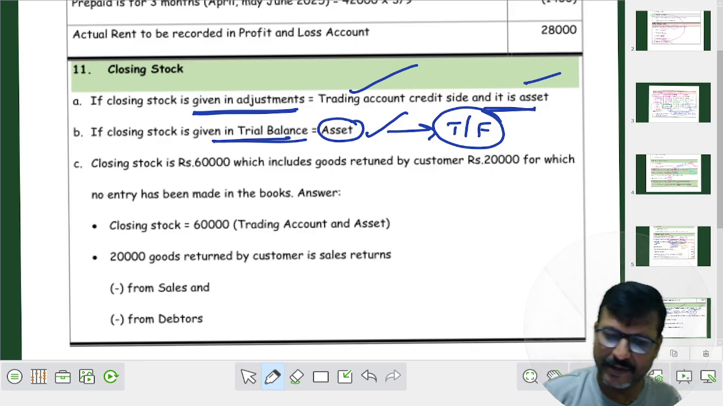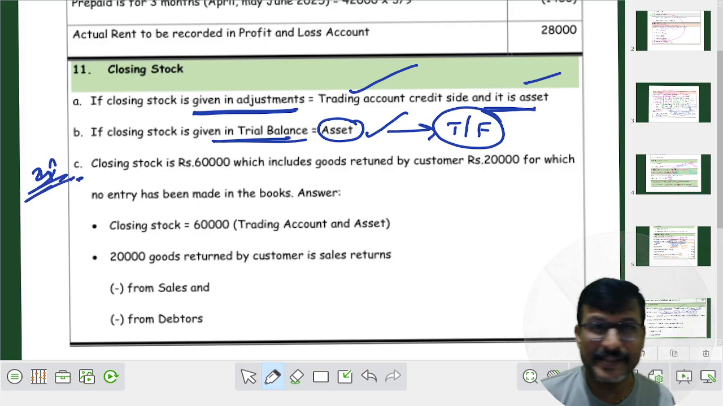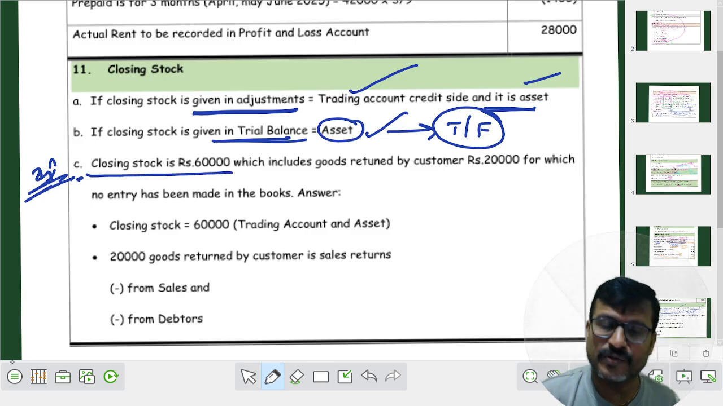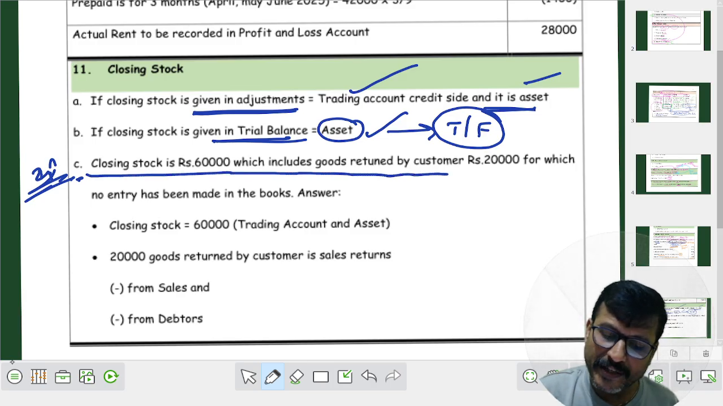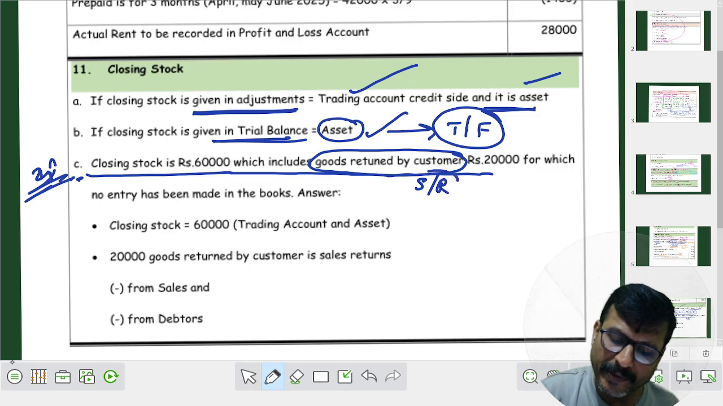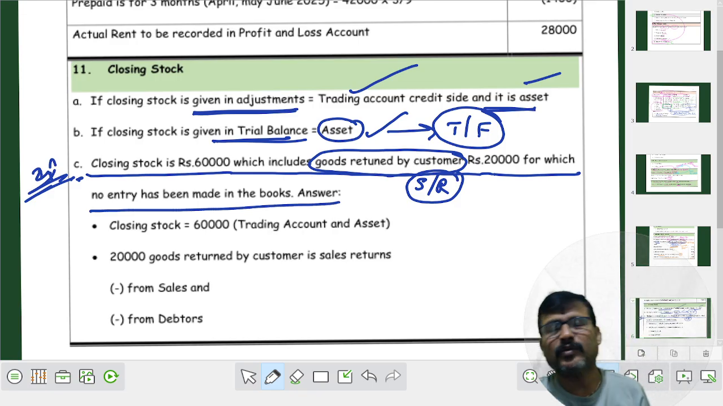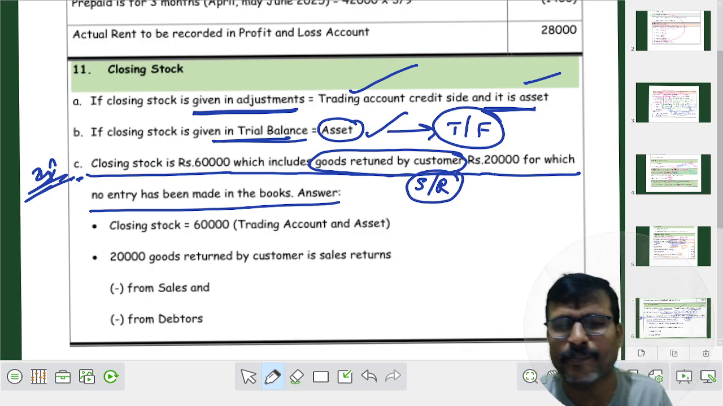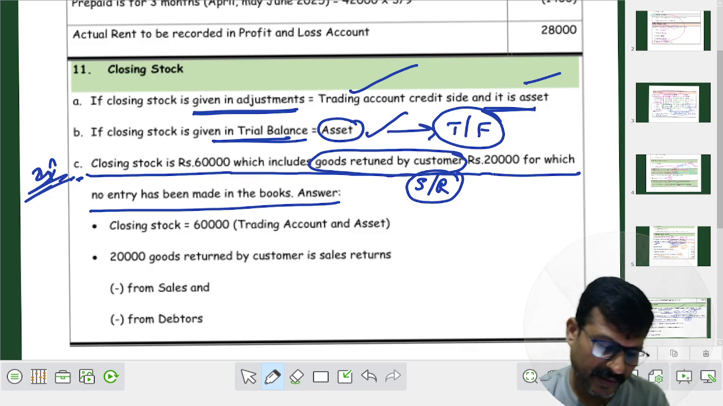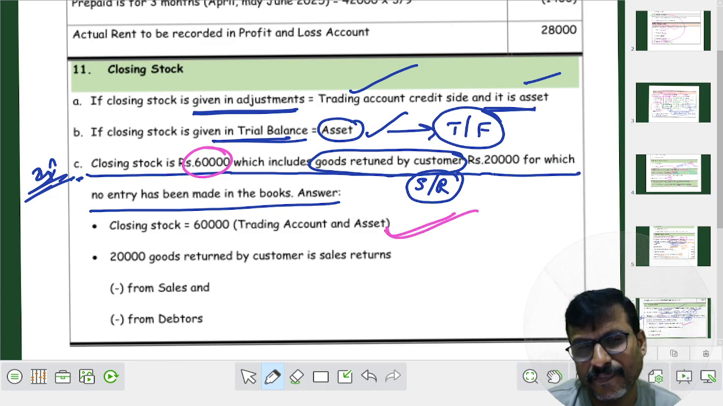See another point, a very interesting point. This point is asked so many times in our CA exam. Closing stock 60,000, which includes goods returned by a customer. What do you mean by goods returned by a customer? Sales returns, for which no entry has been made in the books. Another important point. My dear student, here closing stock kitna hai? 60,000. So take closing stock as 60,000 because it already includes the goods returned.